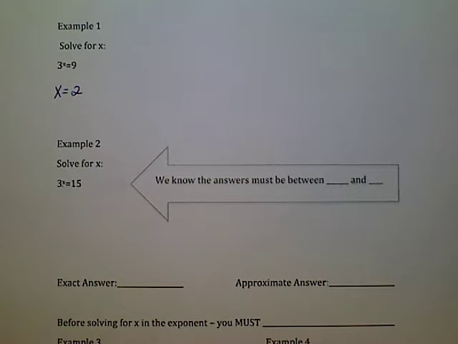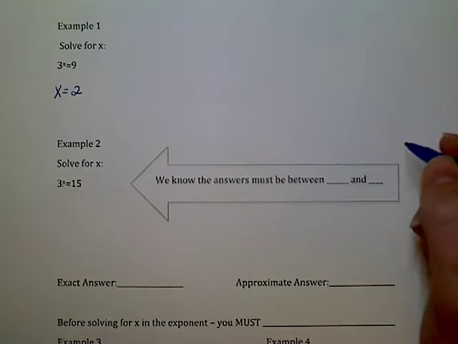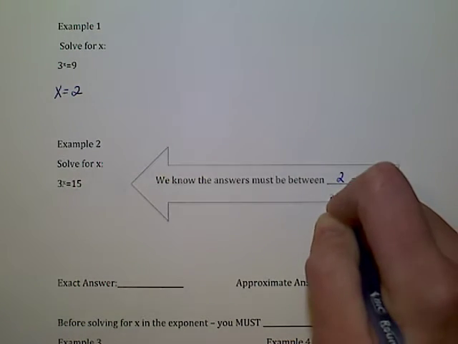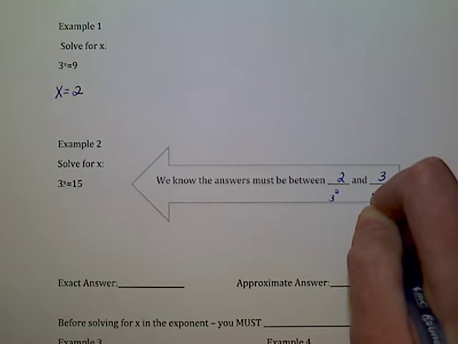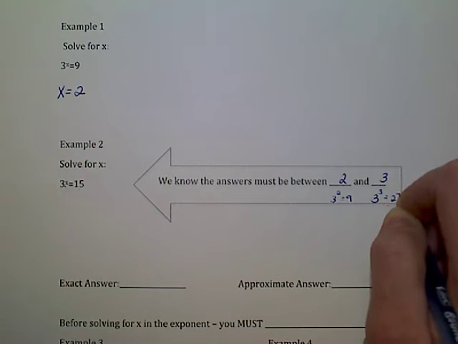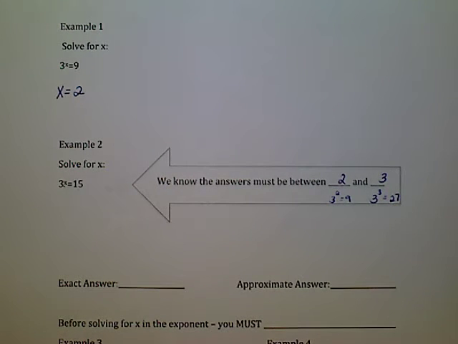Now, we would know that the answer must be between 2 and 3, because 3 squared is 9 and 3 cubed is 27. So we've got to be somewhere between there, but it could be any decimal in between those two integers.